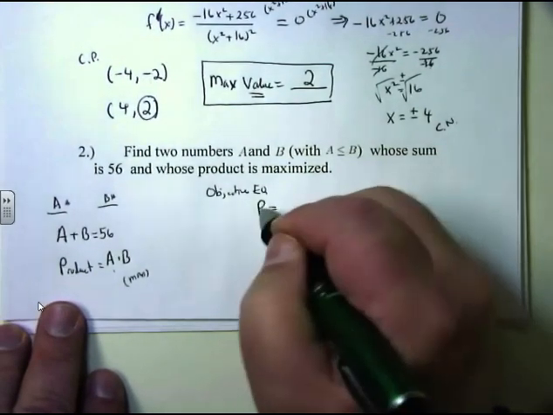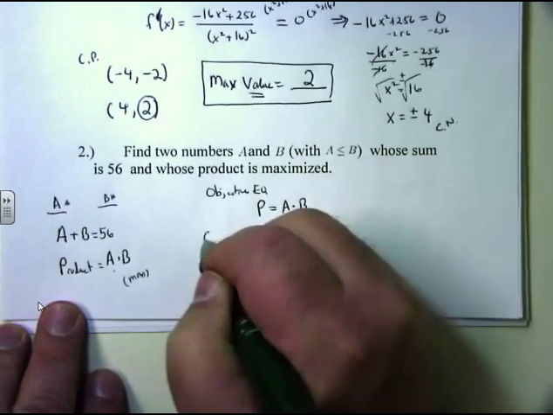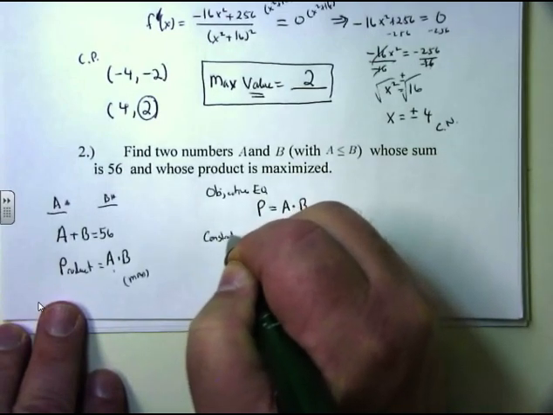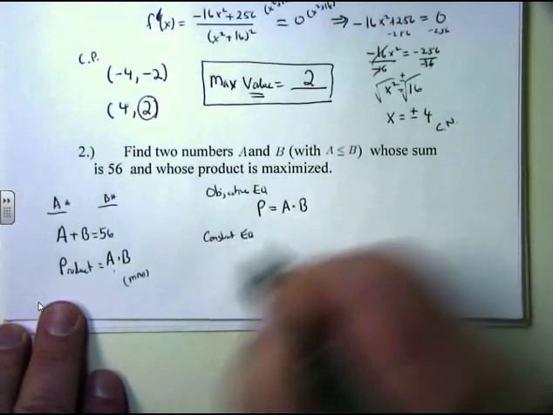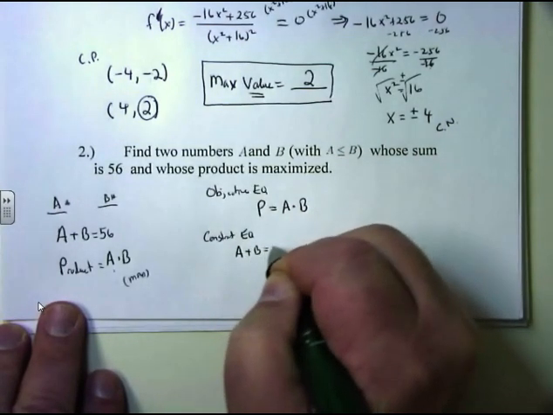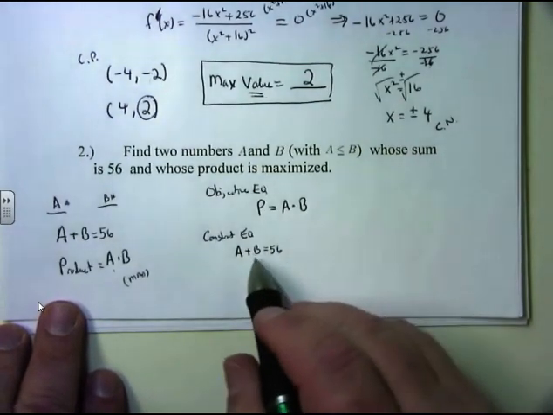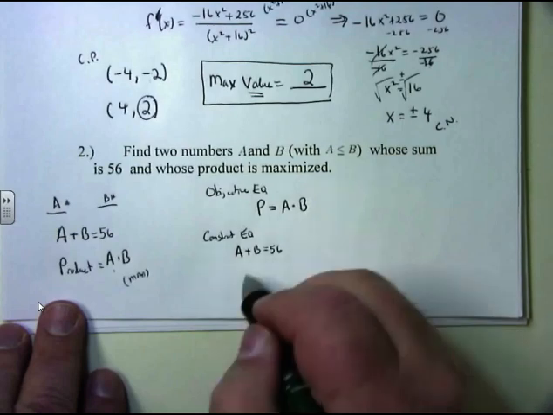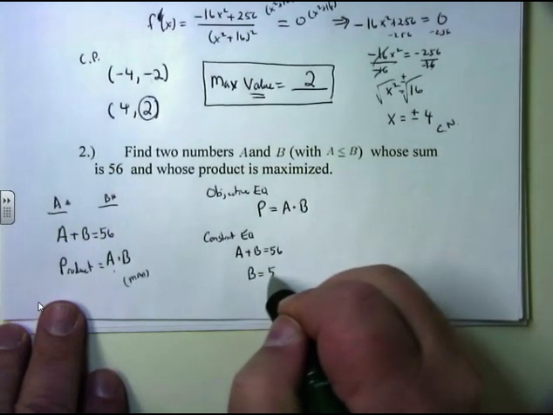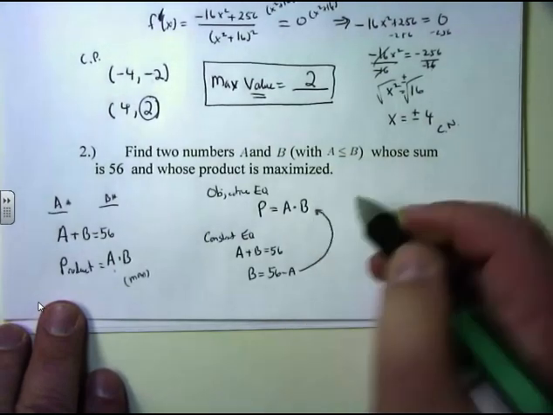Product, we'll call it P for product, is a times b. The constraint equation is the equation with the given information that links my two guys together, which was the equation a plus b equals 56. Now, what I'm going to do here is take the constraint equation and solve for one of the variables. I'm going to solve for b. b would be equal to 56 minus a, and I'm going to plug it into my objective equation.